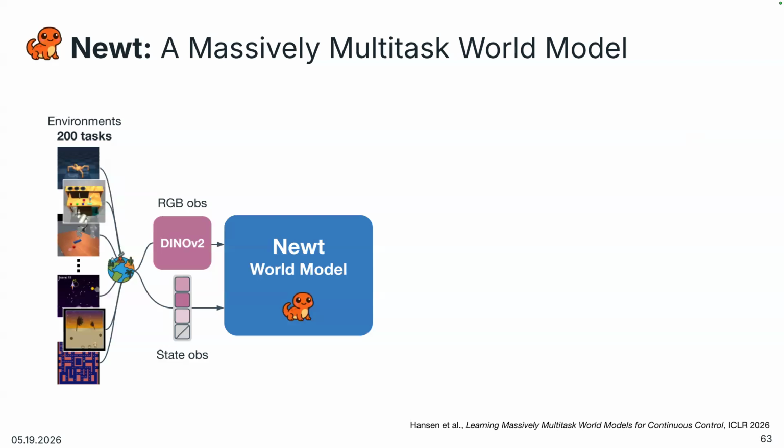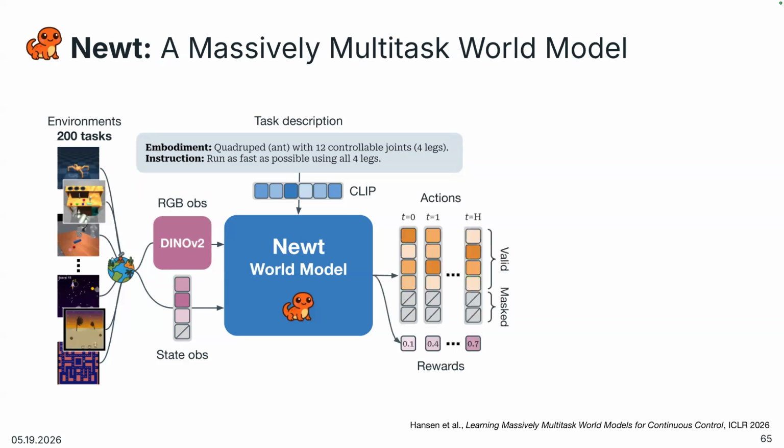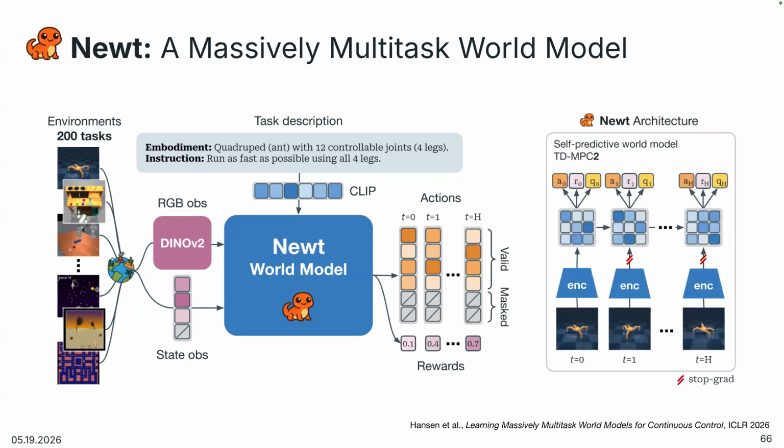We feed that into our world model that we call Newt. And then we also have natural language descriptions that describe both the embodiment that we're controlling and the task that we're trying to solve. Feeding all of this into the world model, it is then able to do planning. We're producing sequences of actions using sampling, which are also masked because some tasks and embodiments have a higher or lower action dimension. And we're also predicting rewards like we talked about before. Under the hood, the algorithm that we're using is mainly just TD-MPC2. The main difference is that we are now conditioning on state, images, and text.